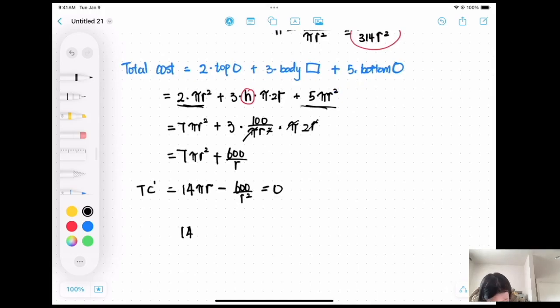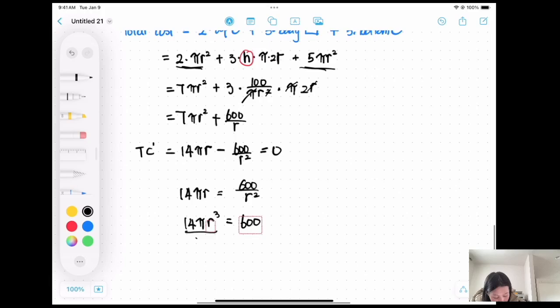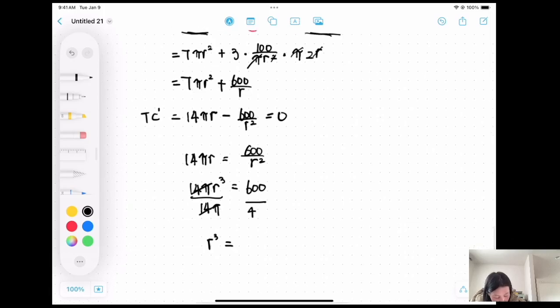Now we can solve it. We have 14 pi r equals 600 over r squared. Multiply r squared on both sides, and then we have 14 pi r cubed equals 600, and then divide by 14 pi on both sides. Then I have r cubed equals 125, and then take a cube root. So r is equal to 5. 5 times 5 is 25. 25 times 5 is 125. So that means our radius is equal to 5 feet.